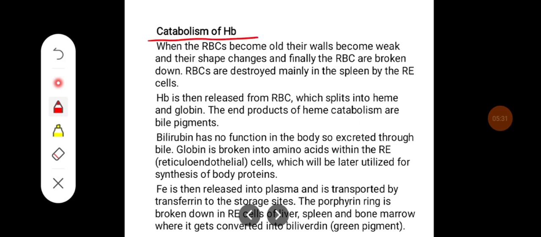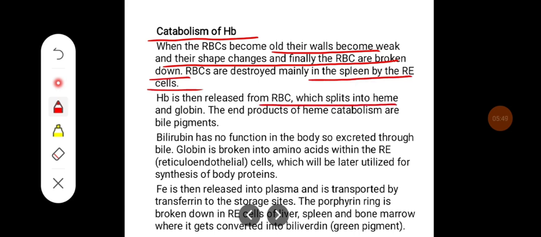Coming to the catabolism of hemoglobin, when RBCs become old and their walls become weak and their shape changes, finally RBCs are broken down. RBCs are destroyed mainly in the spleen by the reticuloendothelial cells. Hemoglobin is then released from RBC, which splits into heme and globin. The end products of heme catabolism are bile pigments.